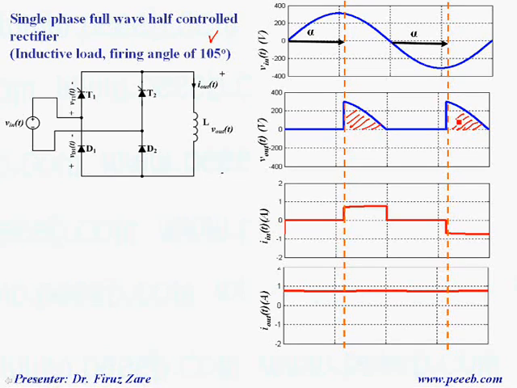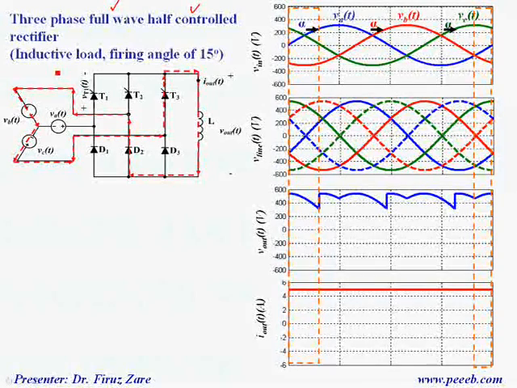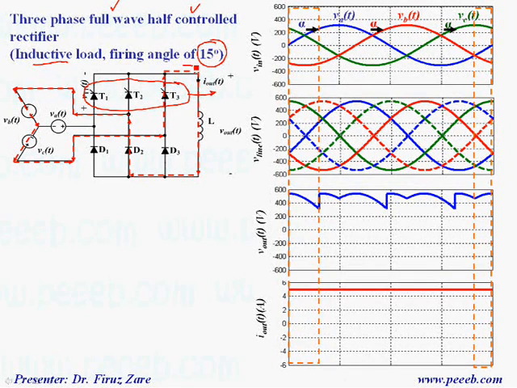So basically this is for some applications when we need just positive voltage and we need to control the output voltage. We can analyze a three-phase full wave half control rectifier based on an inductive load. In this case the firing angle is 15 degrees. So basically we have two sets of switches. The first one consists of thyristors, which provides positive voltage, and that voltage is controlled because we can change the firing angle. The second set consists of diodes.